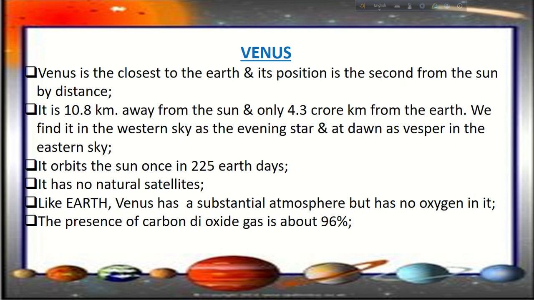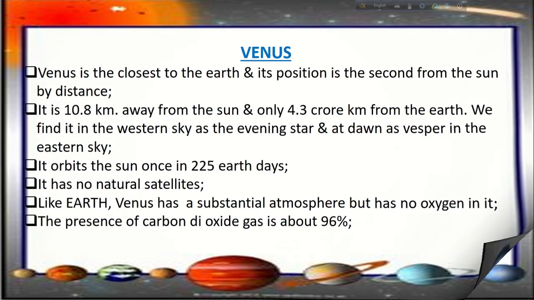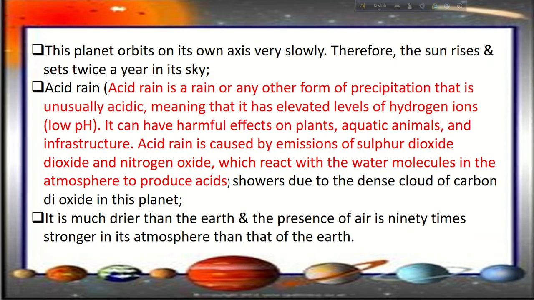And like Earth, Venus has a substantial atmosphere but has no oxygen in it. The presence of carbon dioxide gas is about 96%. And this planet orbits on its own axis very slowly. Therefore, the Sun rises and sets twice a year in its sky. And acid rain showers due to the dense cloud of carbon dioxide in this planet, and it is much drier than the Earth, and the presence of air is 90 times stronger in its atmosphere than that of the Earth.